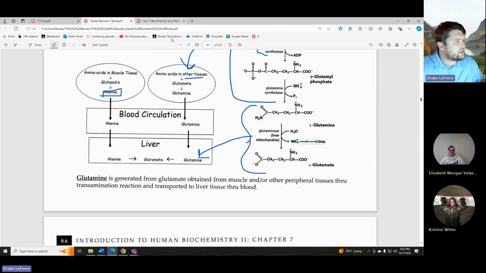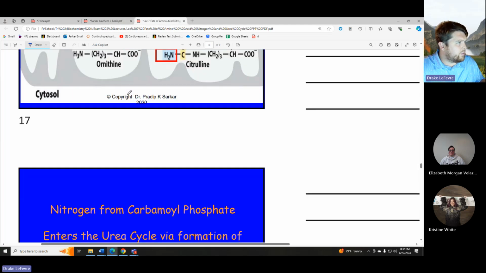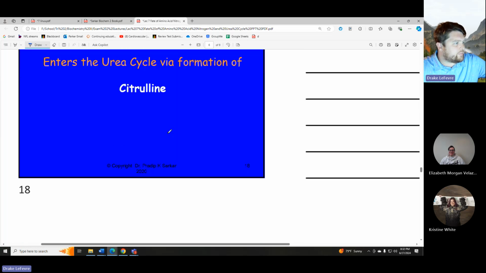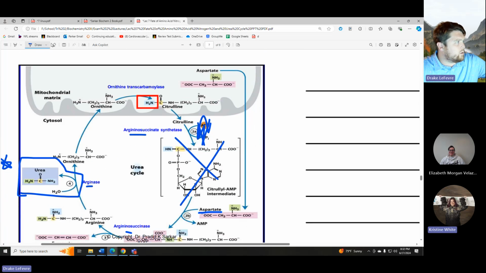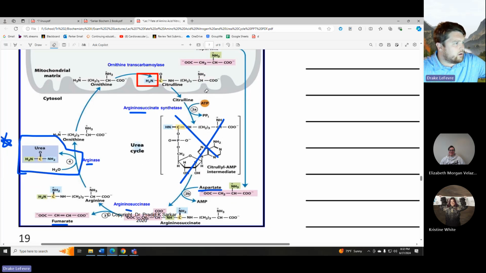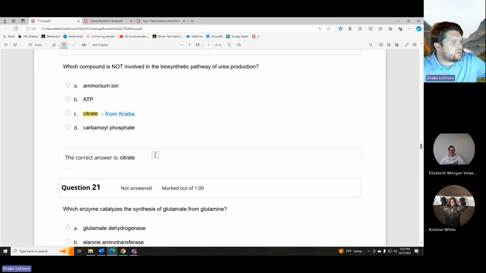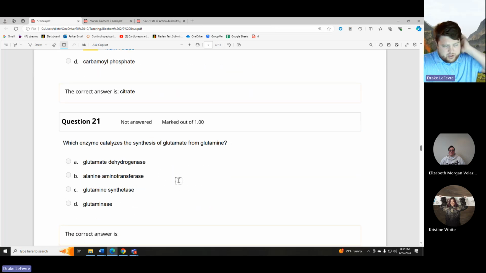I don't think he'll ask this specific question, but if he does, during the whole entire urea cycle, we use 2 ATP in the beginning and 1 more ATP here. So for each cycle, we're going to use 3 ATP to create urea. I don't remember him asking that type of question, but just in case.